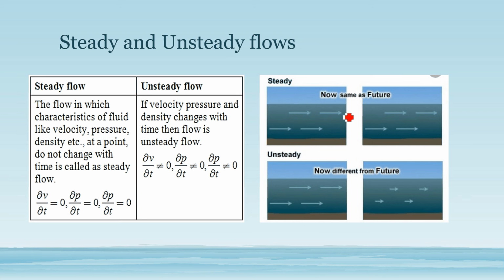These arrows are the lines of flow. If you observe, these arrows are exactly similar in this picture and this picture. But what is different in this picture is the time. Suppose the time in this picture is t0 and the time in this picture is t5.